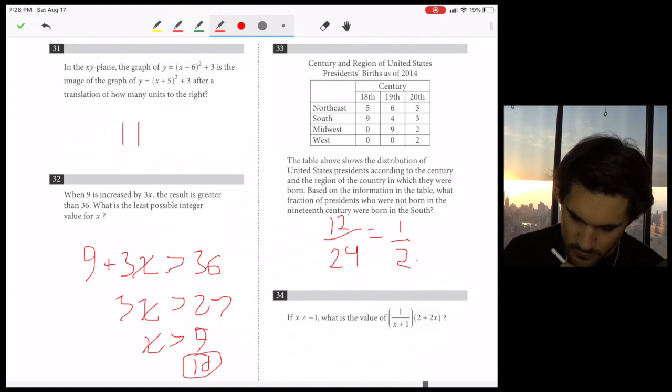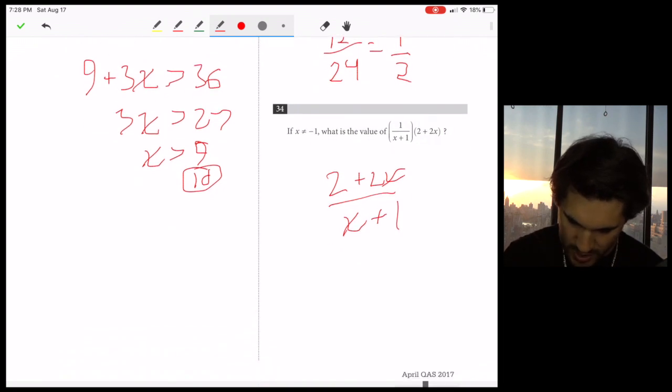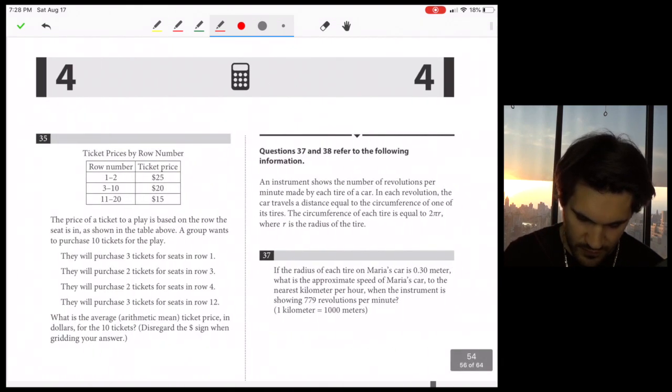34, what is the value of 1 over x plus 1 times 2 plus 2x? So just multiply across. So this will be 2 plus 2x over x plus 1. And so we can rewrite this as 2x plus 2 over x plus 1, which simplifies down to 2. Okay, number 35.